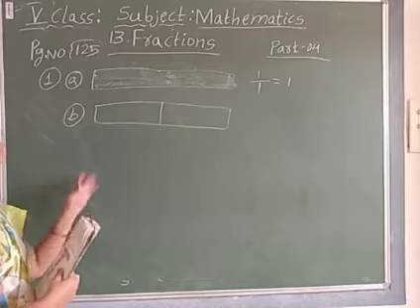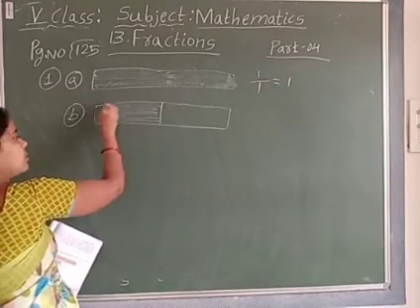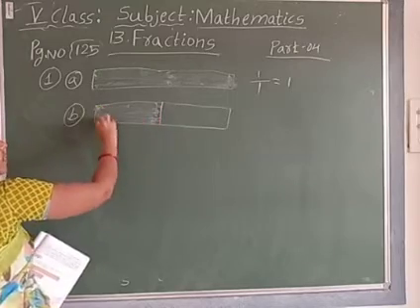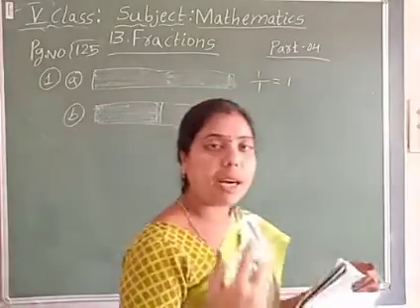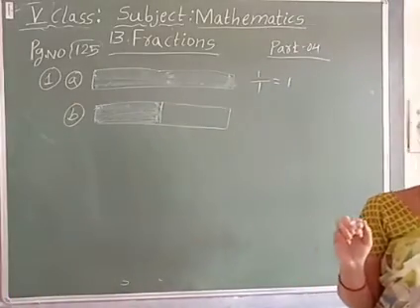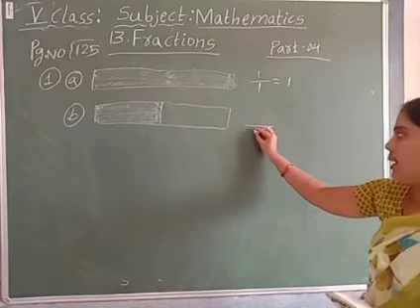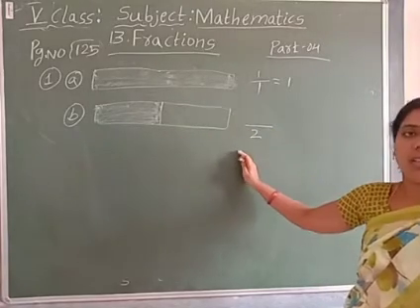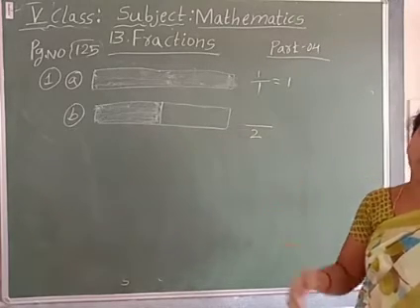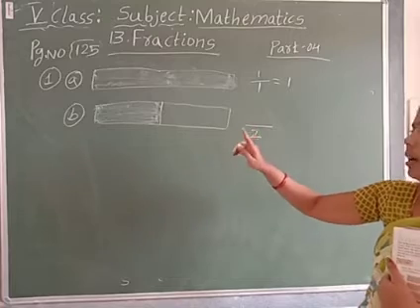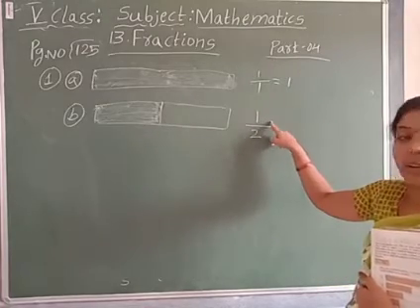So how many parts is this figure divided into? See here. 1, 2. So the number of parts it is divided into will be written in which place? Denominator place. Where is the denominator? Down only. So 2 parts are divided, and that number will be written in the denominator place. How many parts are shaded here? 1 part. So 1 by 2. That number will be written in the numerator place, up only, the numerator.